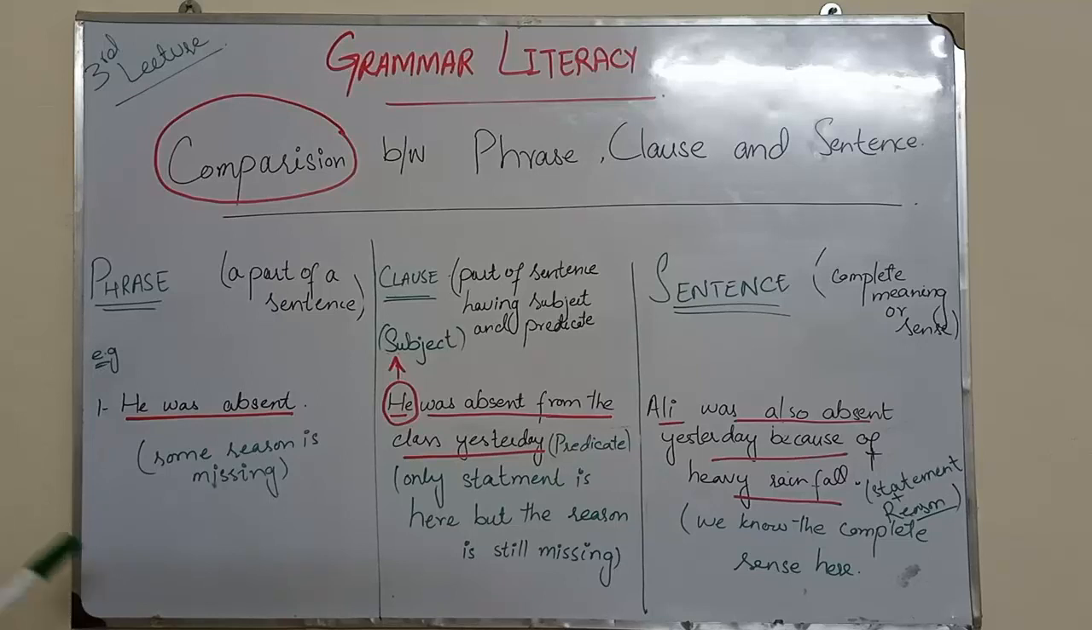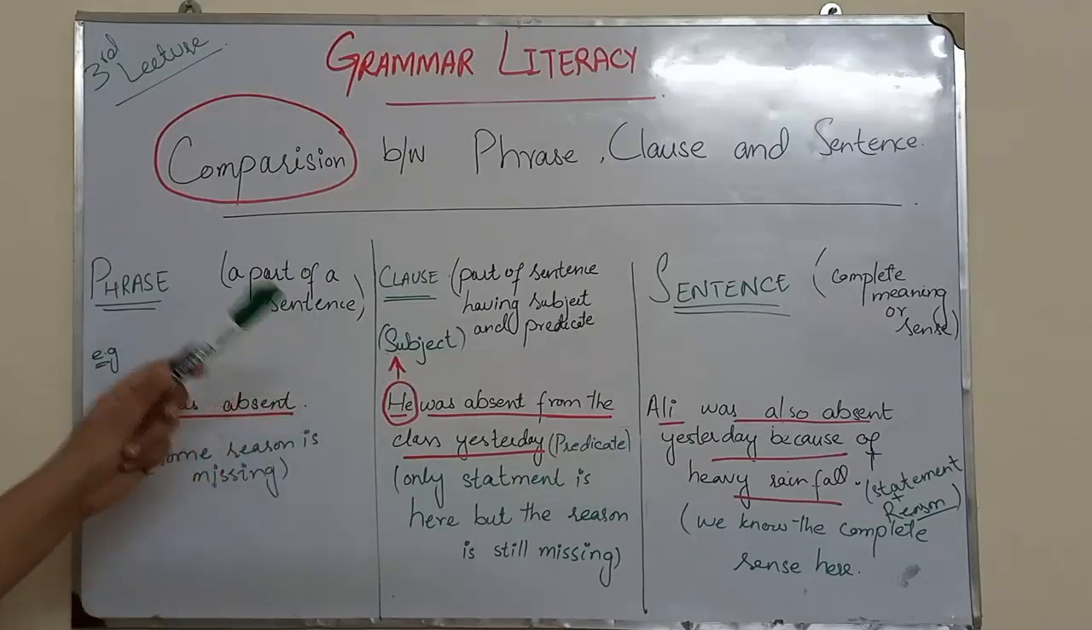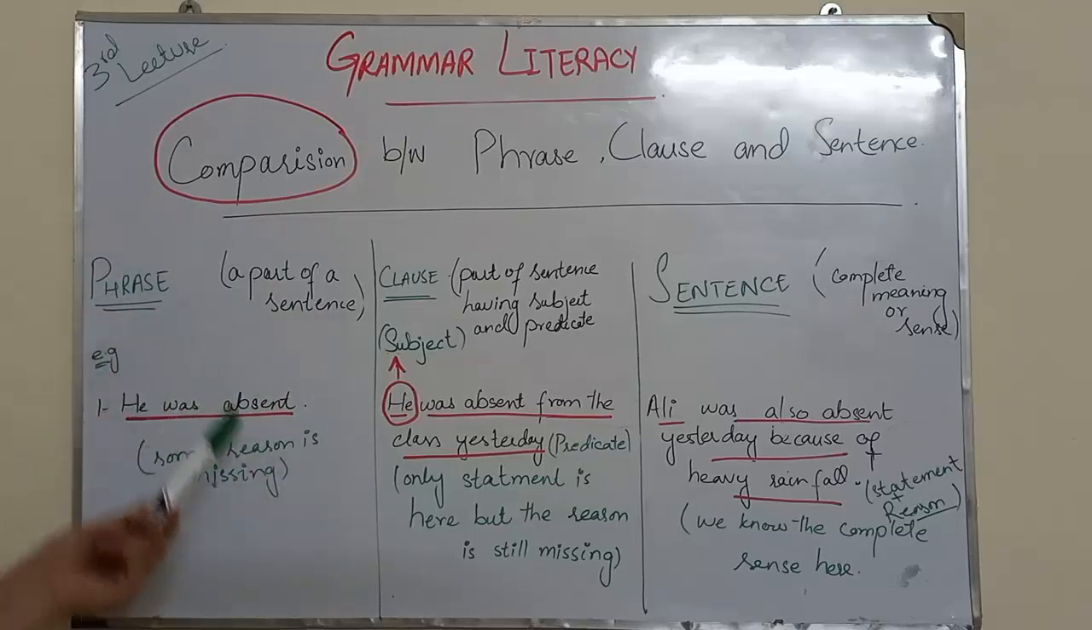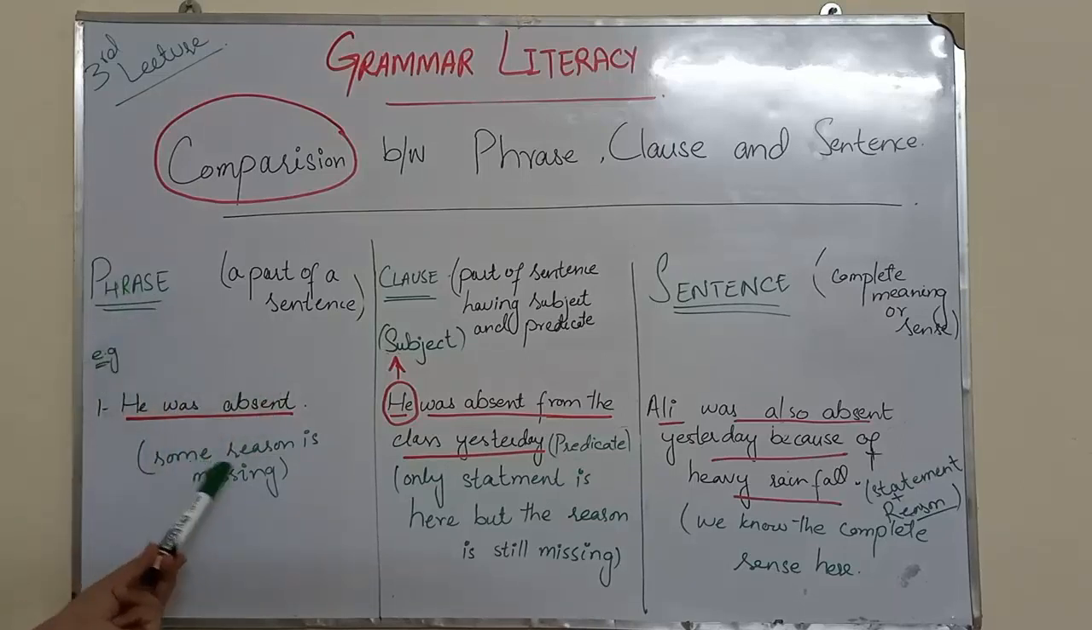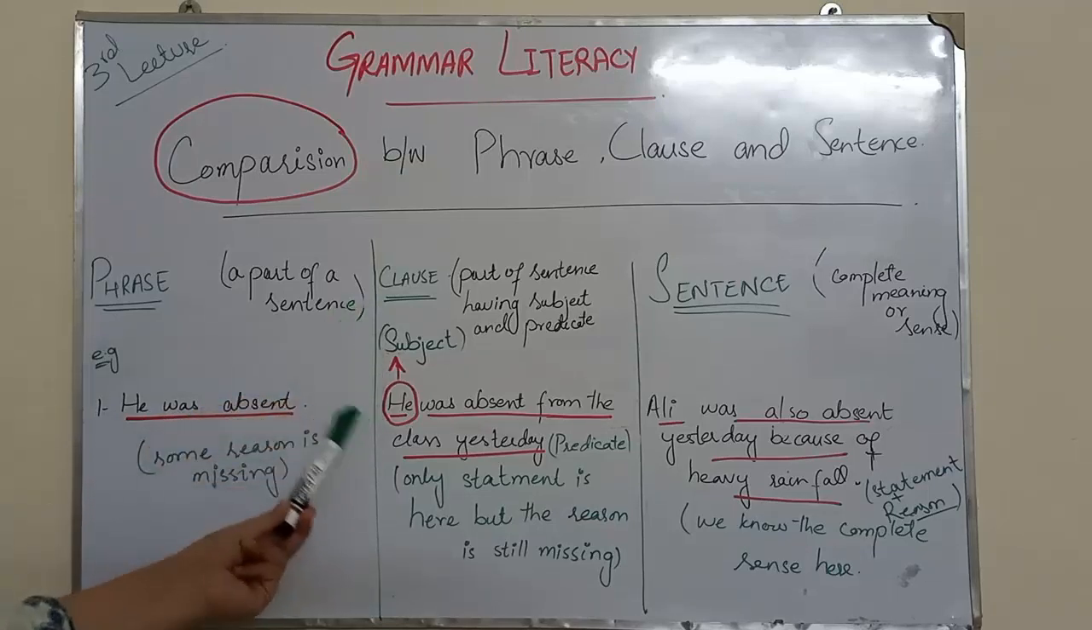A lot of things are missing, not just something: where he was absent, from where he was absent, why he was absent, and who was absent. So here, he was absent could be understood as a part of a sentence, but the reasons are missing. In the clauses, there is the subject, there is the predicate, but still something is missing.